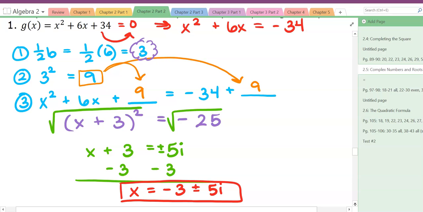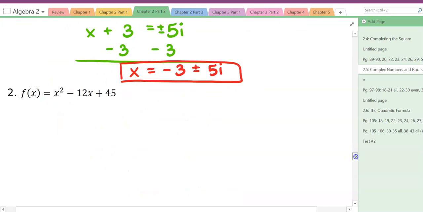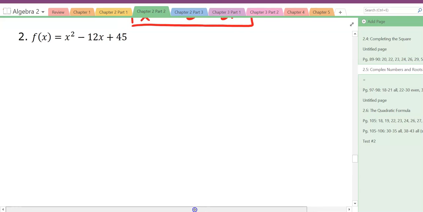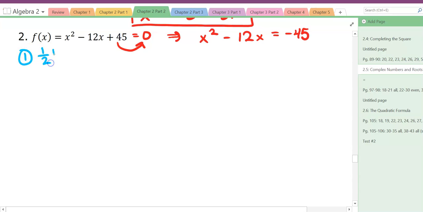Okay, so there's another one here I want you guys to try. We'll get it started by rewriting it first. So I want to set this equal to 0, and then I want to move my 45 over to the other side. So I want it to say x squared minus 12x equals negative 45. So for your first 3 steps, you're supposed to take half of your b, and you're supposed to square that number. And then I want to see you guys rewrite the equation.